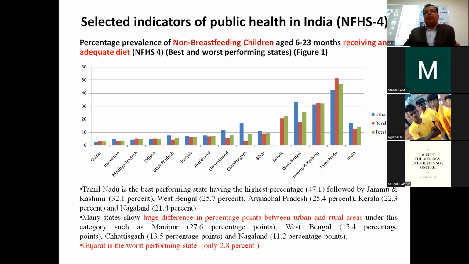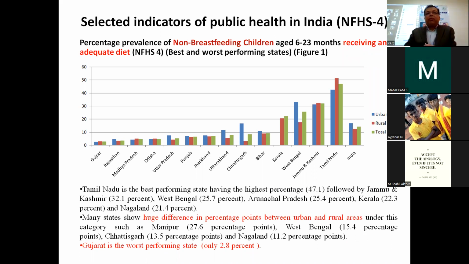I wanted to share some of the figures basically related to the prevalence of nutrition in the Indian states. So this is a very important figure. There are 4 or 5 slides taken from the NFHS-4 data. Percentage prevalence of non-breastfeeding children aged 6 to 23 months receiving an adequate diet. Right? That means we are talking about the children in the age of 6 months to 23 months. Because up to 6 months, children basically depend on the mother's feeding. But after 6 months, they need some external diet also. So from 6 months to the 23rd month, that means before reaching the age of 2 years, right?